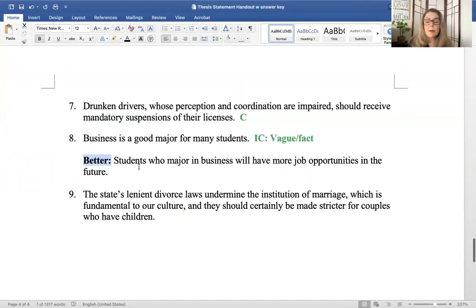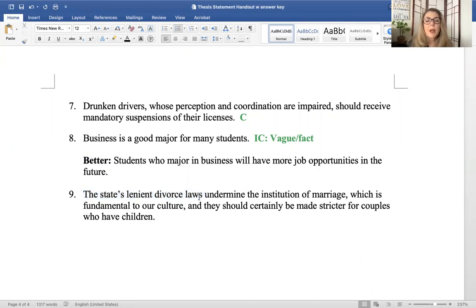Okay. All right, we're here at the last one, and I'll go ahead and read it for you. The state's lenient divorce laws undermine the institution of marriage, which is fundamental to our culture, and they should certainly be made stricter for couples who have children. Okay. So first thing to ask yourself, what is the topic? And the topic is the state's lenient divorce laws. We don't know which state, but that could be explained in the essay.